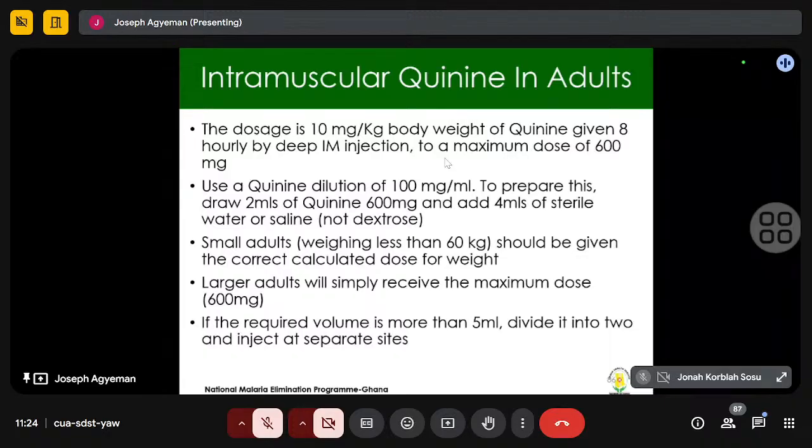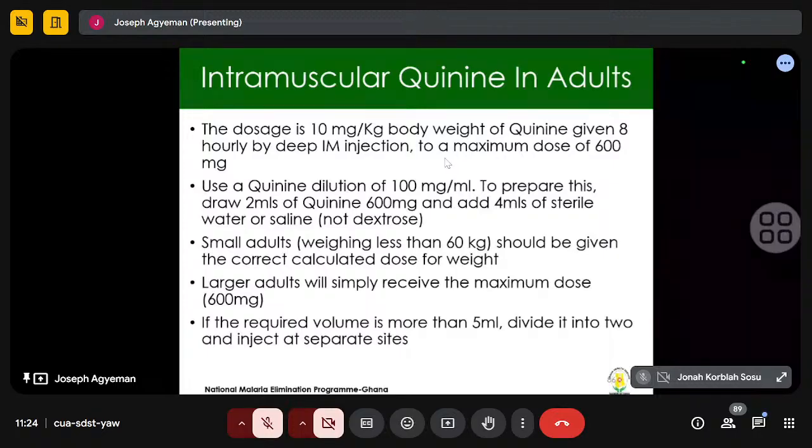But to the patient, you have delivered a total of 600 milligrams as a dose. Repeat this every 8 hours for a total of 7 days, that is, if the patient is unable to tolerate orals all through. If after the first day the patient is able to tolerate the orals, you can switch to the oral quinine at the same dose, same cutoff maximum dose, at the same frequency to complete the 7-day course.